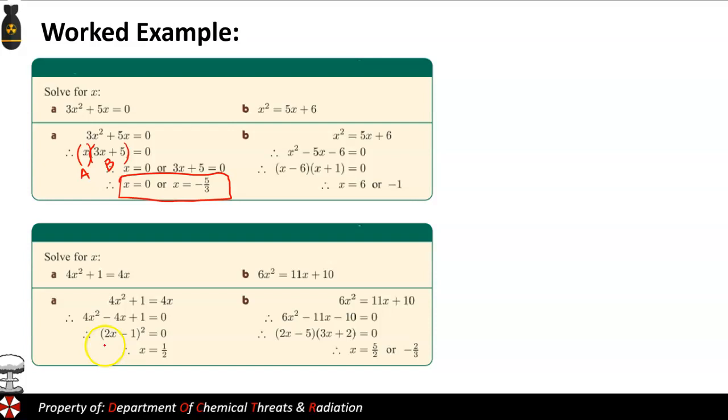One thing I'll point out though, in this case, because you've got 2x minus 1 all squared, there's only one solution because A and B are the same thing. It's basically A times A. So all we care about is if 2x minus 1 equals 0, that gives you the half. In this example, we had different values, so we had two solutions.